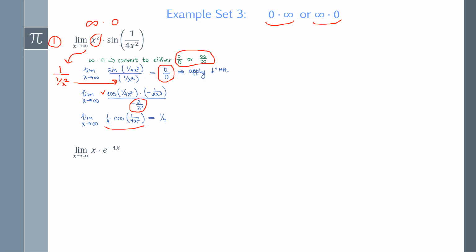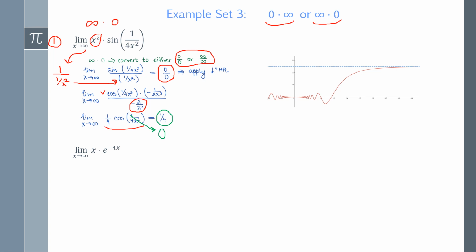Now, as we take the limit of this expression, what happens here? 1 over 4x squared goes to 0 as x gets really, really big. Cosine of 0 is 1, so we just get 1/4 times 1, and that is where 1/4 comes from. So carefully go through all of the steps of this solution and make sure that everything is clear. And of course, we can check this with a graph.